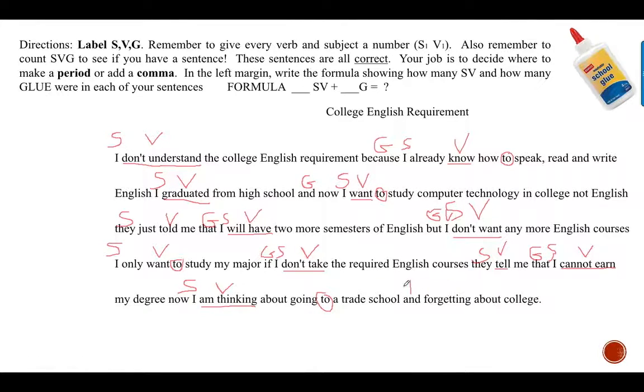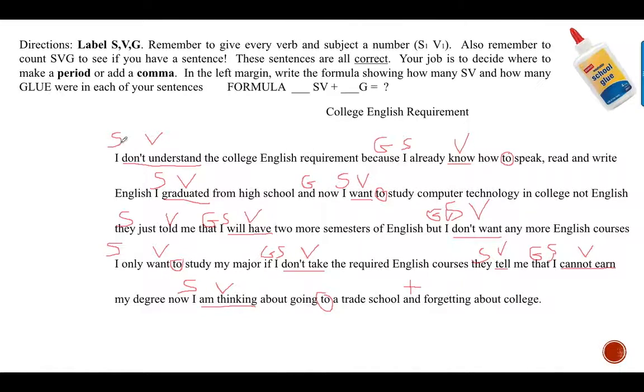Okay, now we're back to this. And there we go. Now, our next task is where are we going to put the periods and where are we going to put the commas and how many sentences are we going to make? I don't understand the college English requirement because we could put a period there, SV, but let's see what we can do. Because I already know how to speak, read, and write English. I graduate, whoa, whoa. Okay, there's no glue there.